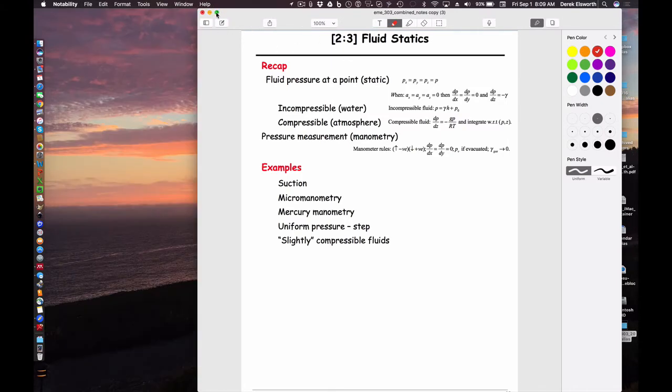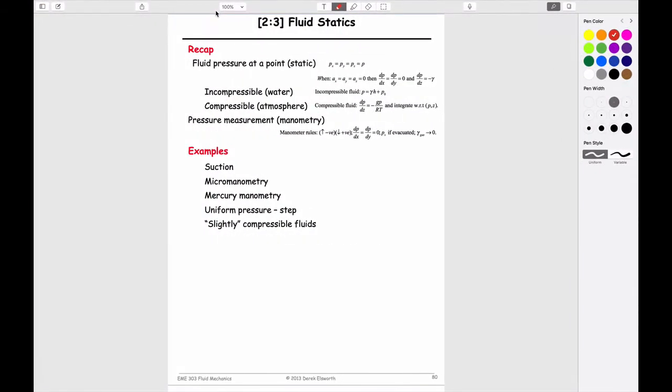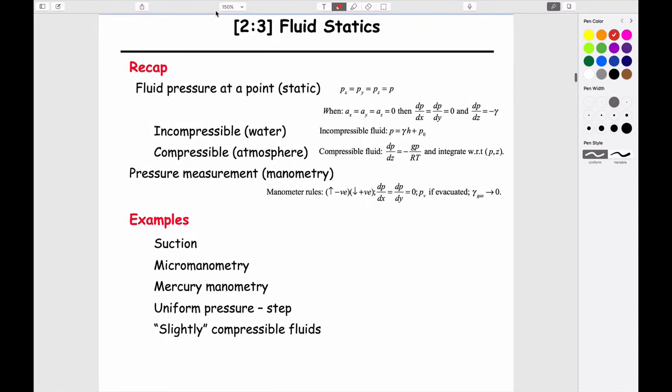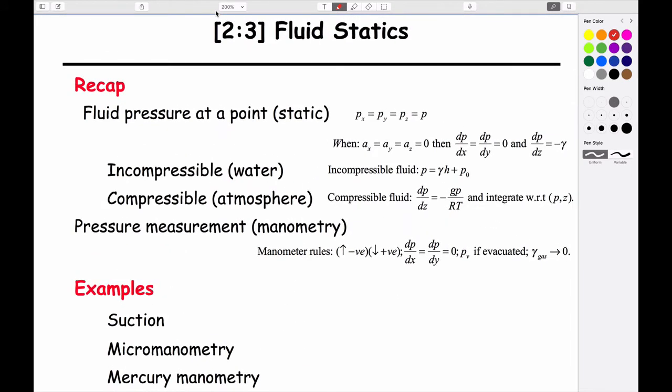So let's get rolling with this. We've said this a number of times. Perhaps it's worth saying multiple times. These are the things that we've talked about so far. We know that pressures at a point are the same in all directions.